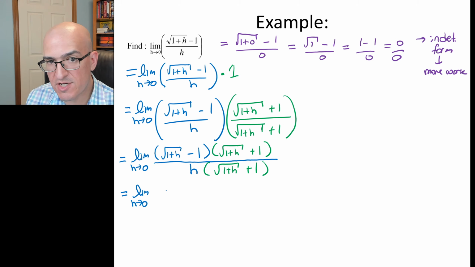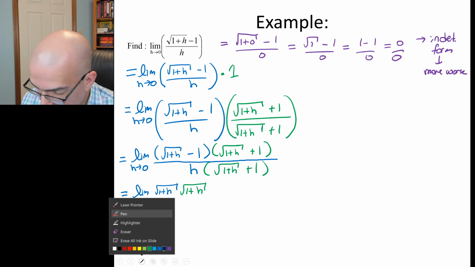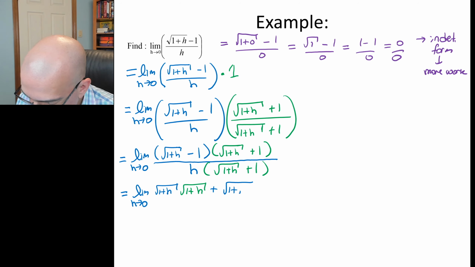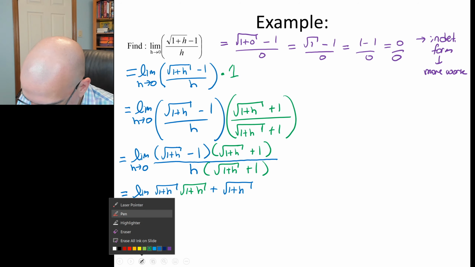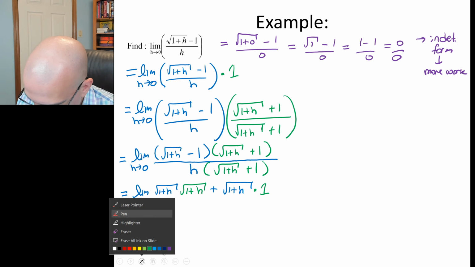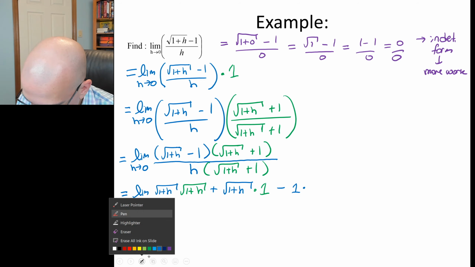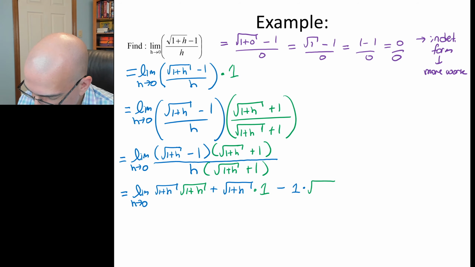So I have the root of 1 plus h times the root of 1 plus h. That's the first part of the FOIL. Now the second part of the FOIL is outside times outside. Plus the square root of 1 plus h times 1. And then minus 1 times the square root of 1 plus h for inside times inside. And then last times last. Minus 1 times 1.